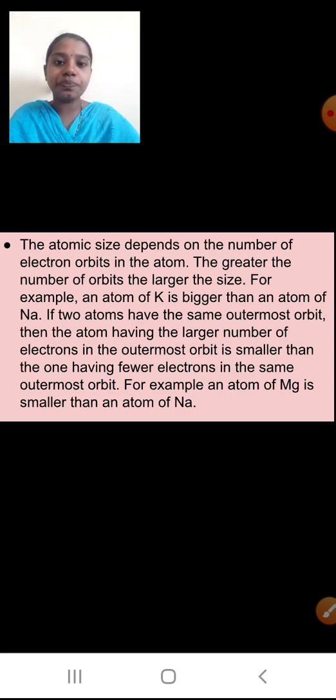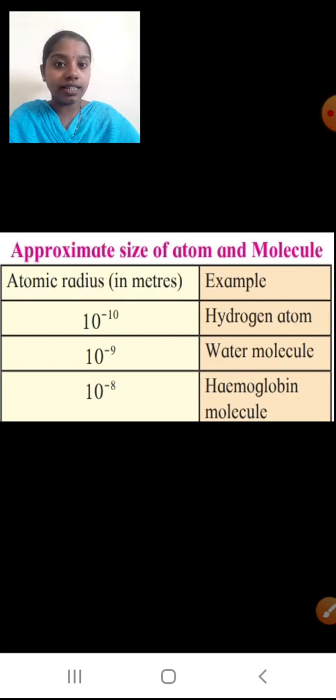Now, the approximate size of an atom and a molecule. Atomic radius in meters is given. We are seeing a hemoglobin molecule, a water molecule, and one hydrogen atom. What are their sizes? It is in meters, not in nanometers. 10 raised to minus 10 is for the hydrogen atom. 10 raised to minus 9 is for the water molecule. And 10 raised to minus 8 is for the hemoglobin molecule. So I hope you saw that different atoms and molecules have different sizes depending upon their electronic shells and the number of electrons present in their last shell.